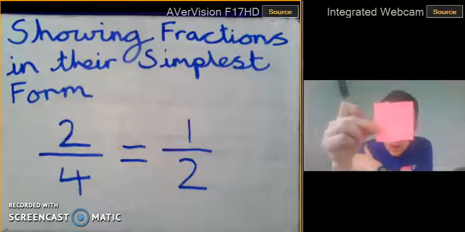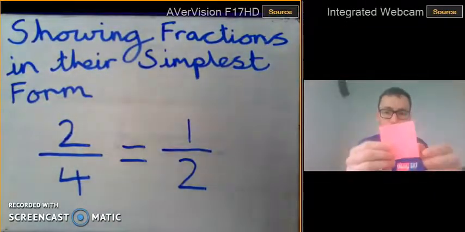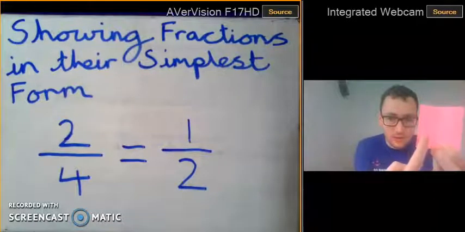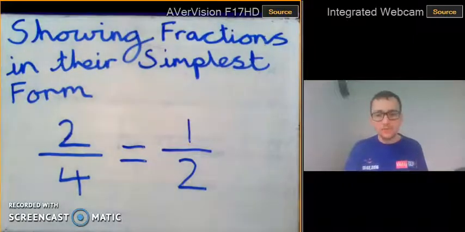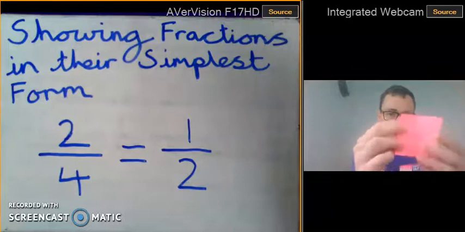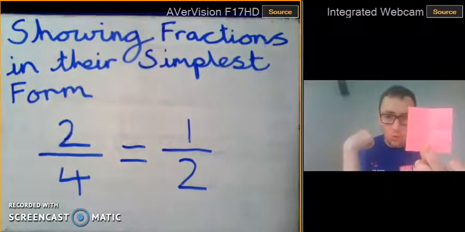Here is one whole post-it note. If I fold that post-it note into two parts, I have made 1/2 of the post-it note. If I fold that post-it note into 4 equal parts, I have now made quarters. I have 1, 2, 3 quarters.